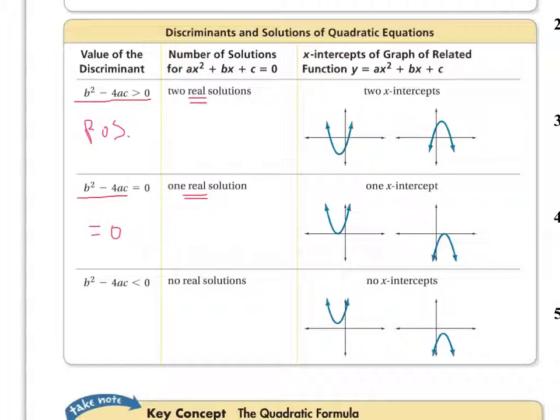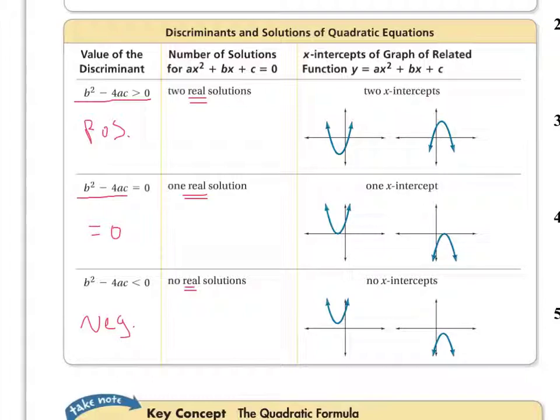And then lastly, if our discriminant is less than 0, which means that it's negative, then we have no real solutions. Now, again, we have solutions, but they're imaginary numbers, and we'll talk about those in a later lesson. So right now we have no real number solutions. So that's how we decide, and that's really all we're doing. We're not solving quadratic equations today. We are just deciding how many real solutions they're going to have.